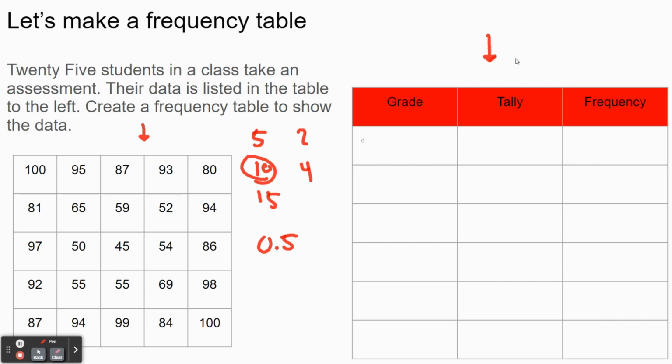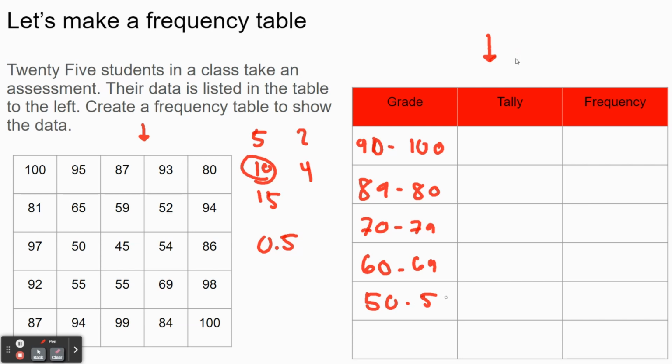So let's make this first category 90 to 100. So any grade that is between 90 and 100, we're going to mark here. We're going to do the same thing for 89 to 80. Really, I should have written those the other direction, that's fine. Then we'll do 70 to 79, 60 to 69, 50 to 59, and then I did see one data point that's in the 40s, so we'll do 40 to 49. This can be a little bit tricky to set up.